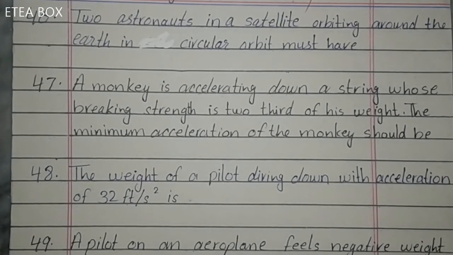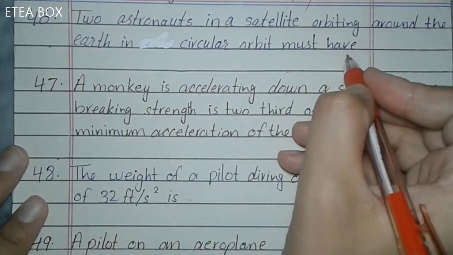2 astronauts in a satellite orbiting around the Earth in a circular orbit must have.